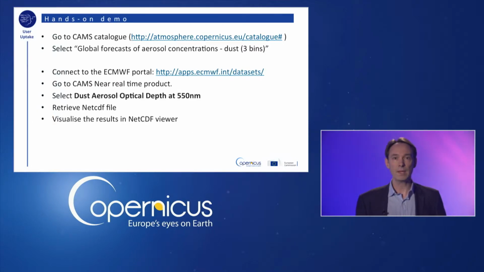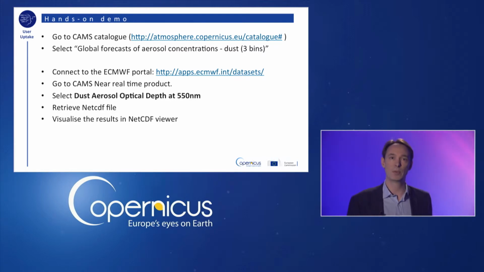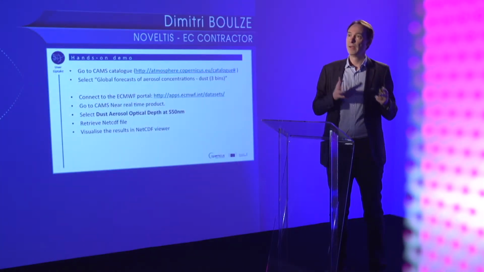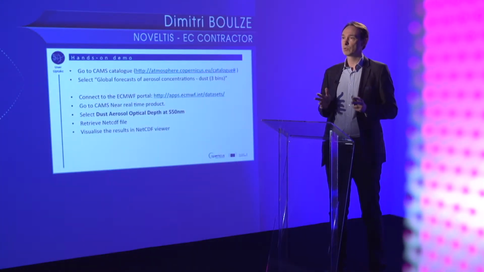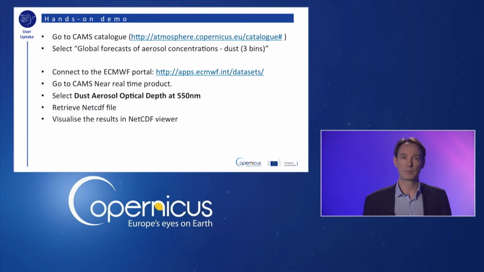This module is organized in 3 steps that I will address through videos. The first video presents the CAMS catalog and shows you how to connect to the ECMWF portal. The second one will show you how to select and download the dust aerosol optical depth at 550 nanometers within the CAMS catalog near real-time products. And the third video gives you some guidance to visualize the results of the selected products in a NetCDF viewer.